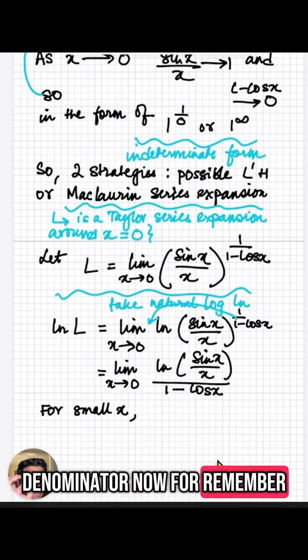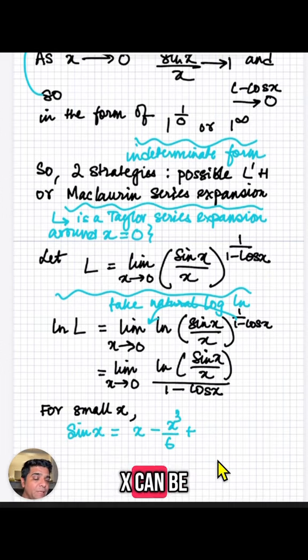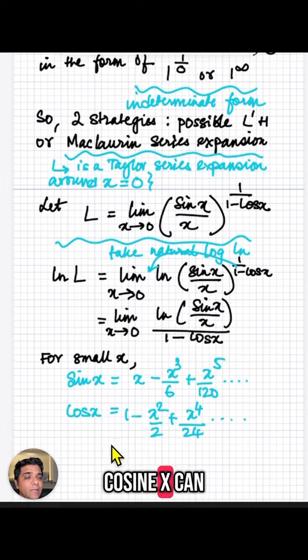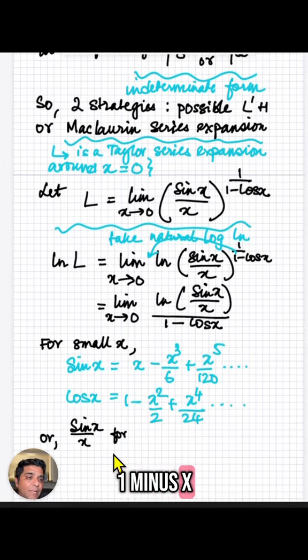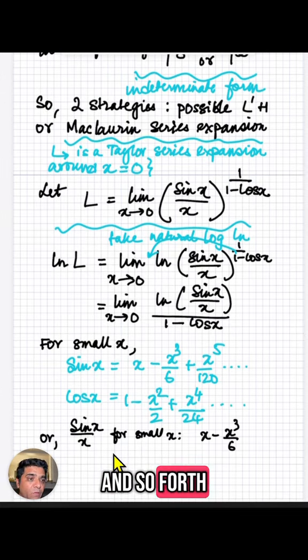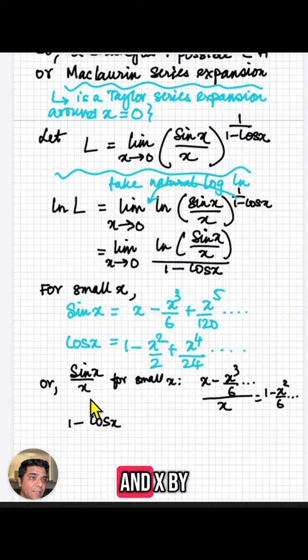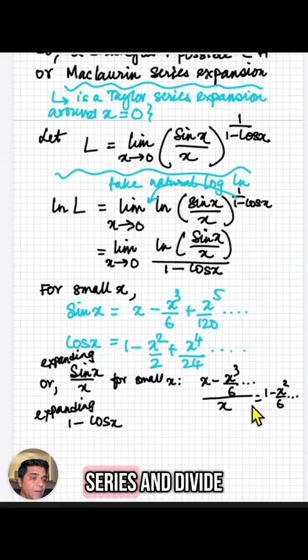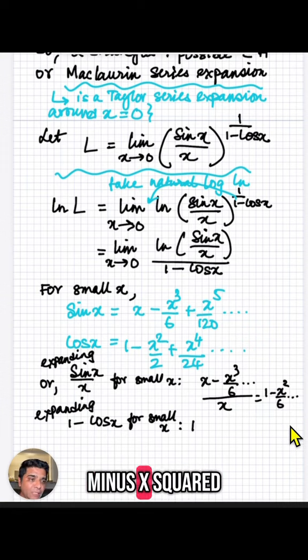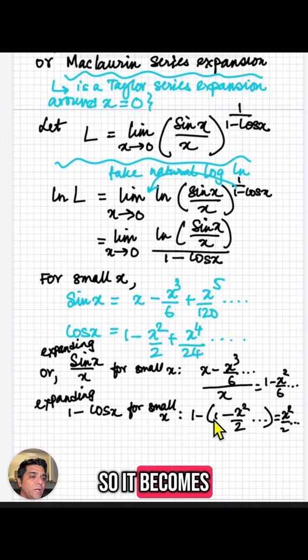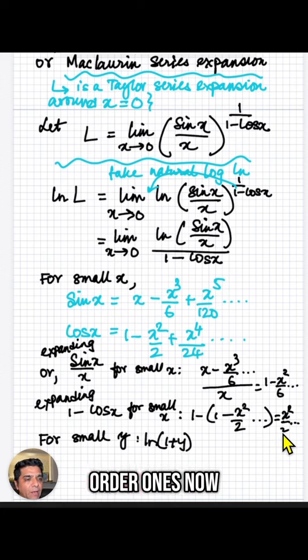Now, remember, for small values of x, sin x can be written as x minus x cubed over 6 and the higher order terms. Cos x can be written as 1 minus x squared over 2, and so on, higher order. Now, when we divide sin x by x, we get the series divided by x, you get 1 minus x squared over 6 and so on. And 1 minus cosine of x is 1 minus all of this, so the 1 gets cancelled and you have x squared over 2 and the higher order ones.